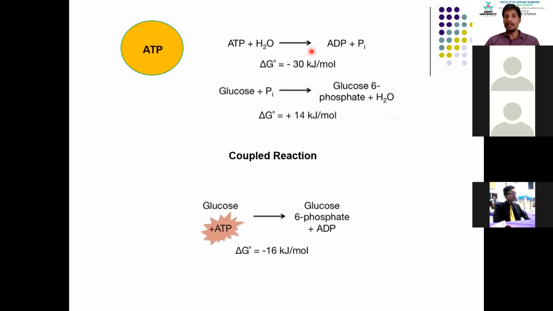That's why ATP is converted into ADP, where 30 kilojoules are released. It is the reverse reaction, ATP is hydrolyzed, and during that time glucose forms glucose 6 phosphate. For that, 14 kilojoules are needed. So out of 30, the 14 will be utilized, and still 16 kilojoules are released.